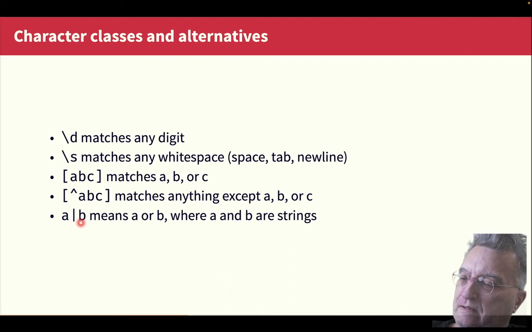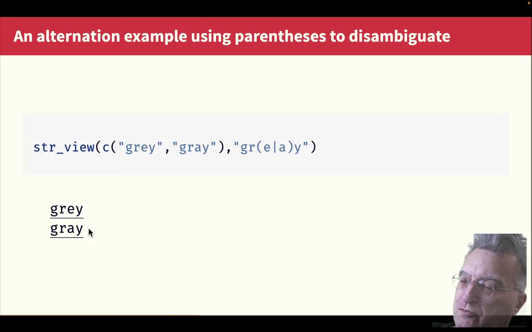And the pipe operator means or, and I often have to put parentheses to signify what exactly I'm using in the or expression. A and B are strings, so I can use this for substrings. So here are some examples of these. Here I've explicitly said I want to match E or A. So this matches gray spelled with an E or gray spelled with an A.